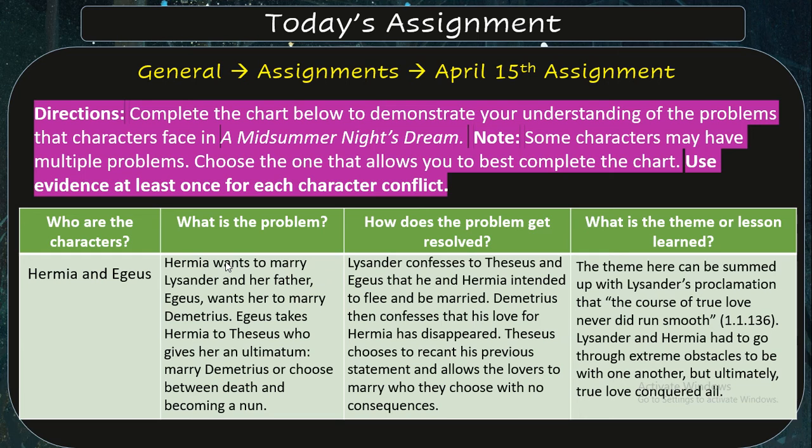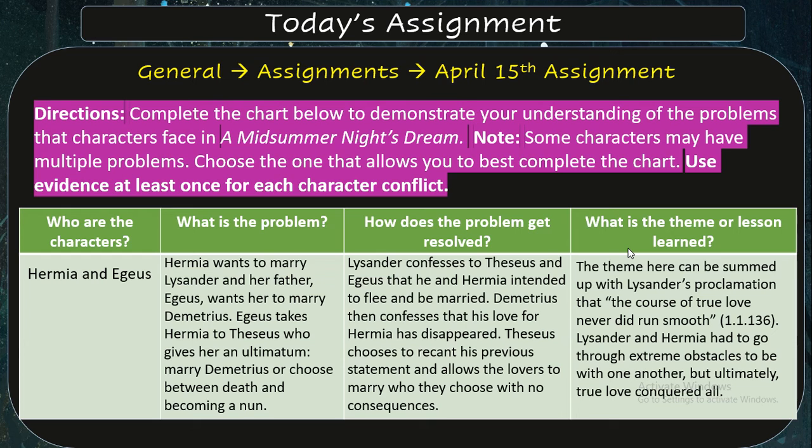Our theme, or lesson learned. The theme here can be summed up with Lysander's proclamation that the course of true love never did run smooth. There's our textual evidence there. You can find this in Act 1, Scene 1, line 136. Note how I took one of our most powerful quotes from this story and made that into our theme. You don't have to have a quote for the theme column of every one. For example, if you want to put your evidence where the problem is instead, or where the resolution is instead, that's fine, as long as for each character conflict, I see textual evidence.